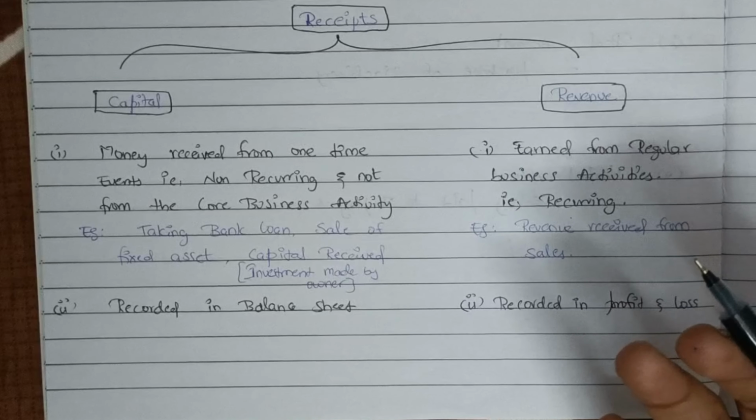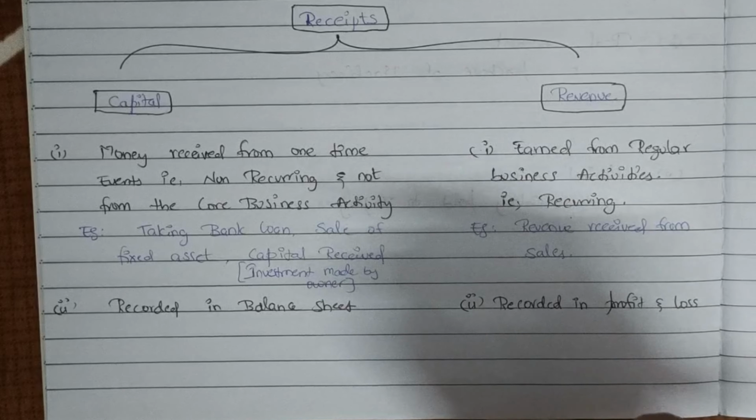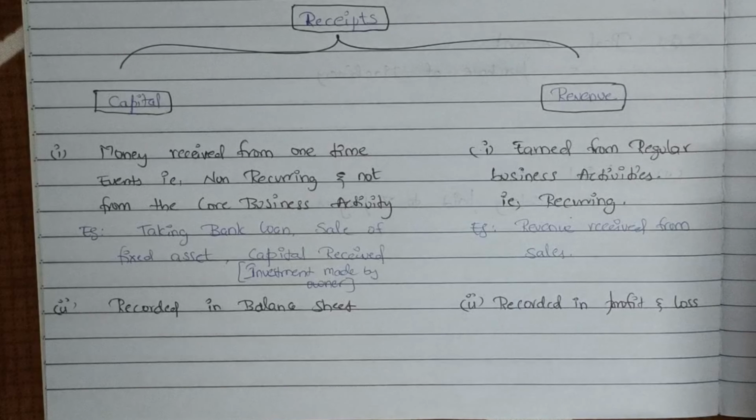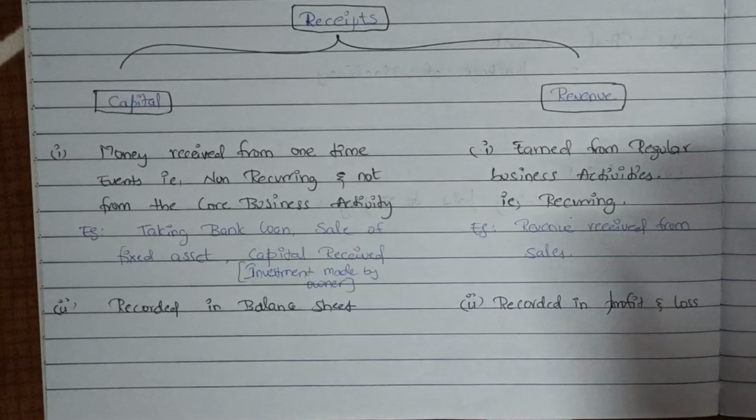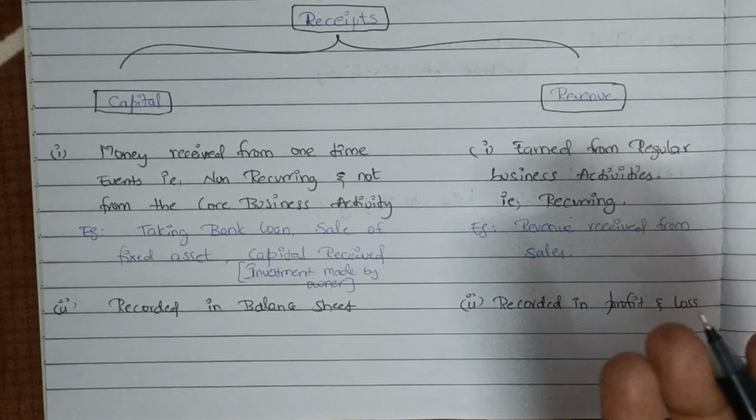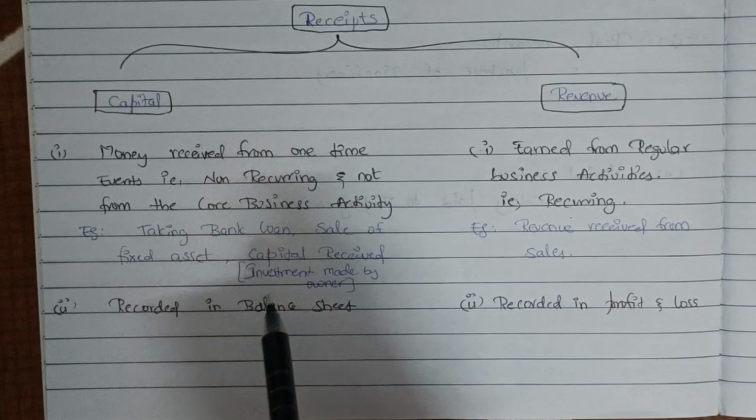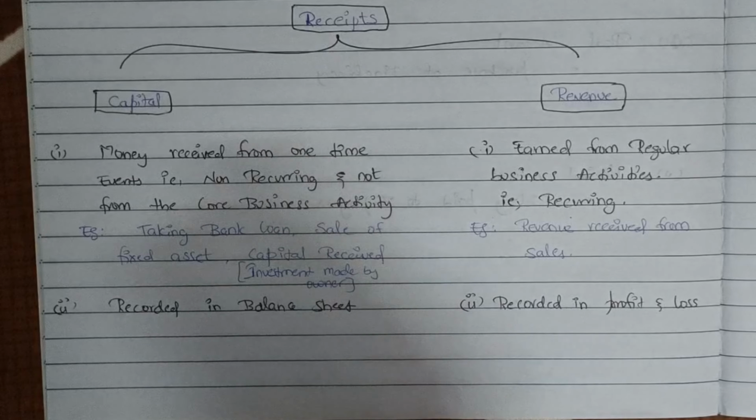because it is non-recurring. And it is not from our main business, right? We are receiving the money for expanding the business. It is not our regular business. Restaurant means we will be selling food, so we usually receive money from selling food. Whatever amount we receive as a loan will be termed as a capital receipt, and it will be recorded in the balance sheet.